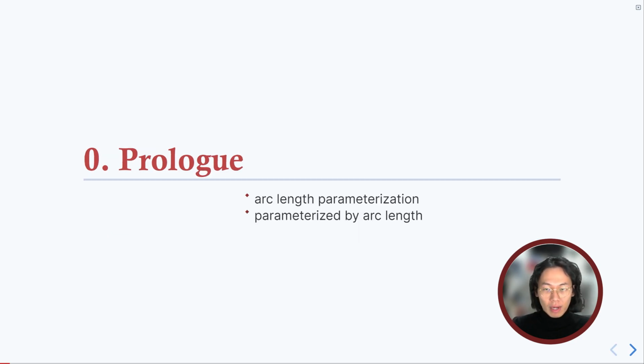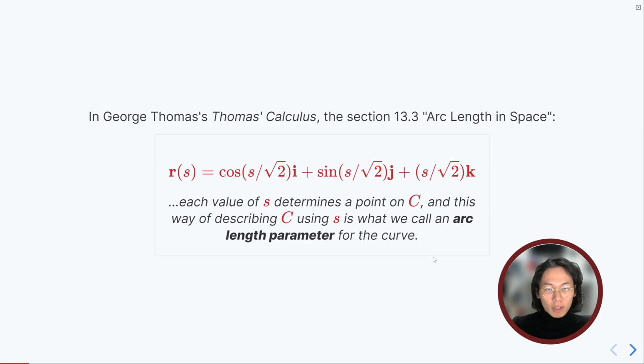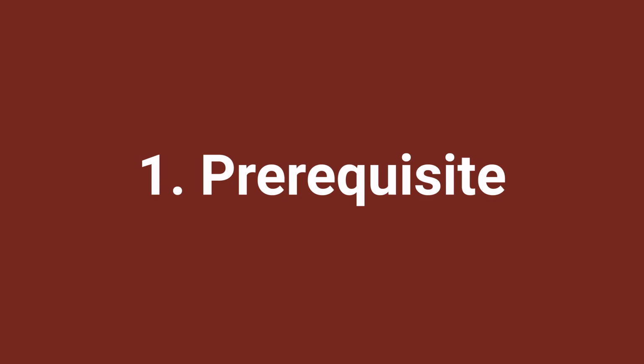Arc length parameterization, and the phrase parameterized by arc length, appear, for example, in do Carmo's book Differential Geometry of Curves and Surfaces. One of the definitions of curvature uses the phrase parameterized by arc length. Another example would be George Thomas' Calculus, where he uses words like arc length parameter or arc length parameterization. So you can see that arc length parameterizations appear often in calculus and differential geometry textbooks.